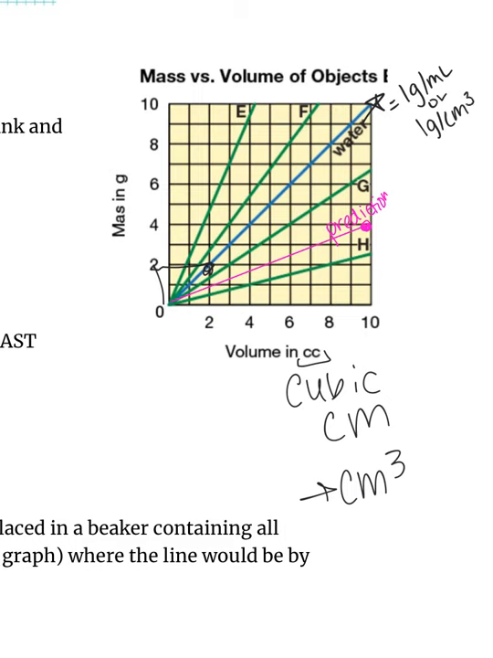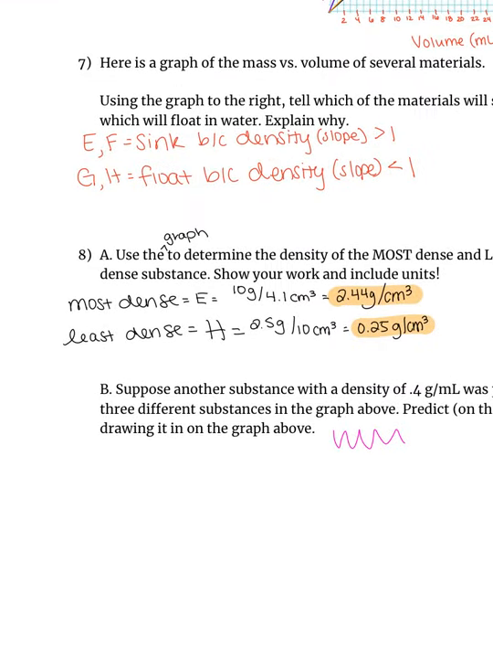Okay, so that means E and F both have a steeper slope. Since they both have a steeper slope, their density is going to be greater than 1. And we know that if you have a density greater than 1, you are going to sink. Whereas G and H both have a more gradual slope, which means their density is less than 1. Their slope is less than 1, and they would float in the water. So that is your answer for number 7. E and F would sink because their densities, or slopes, are greater than 1. G and H would float because their density is less than 1.